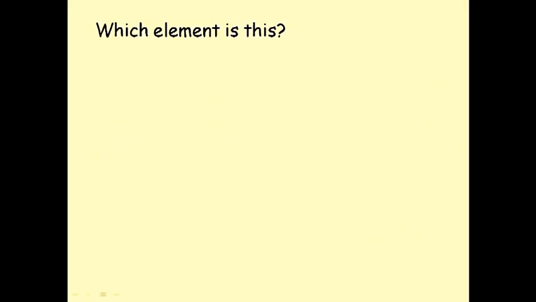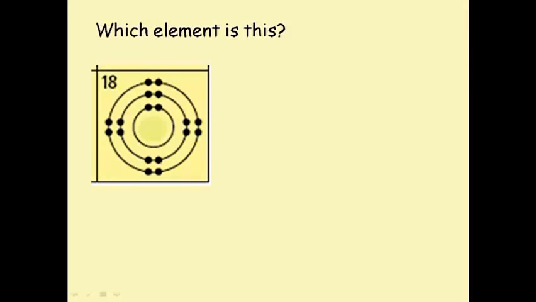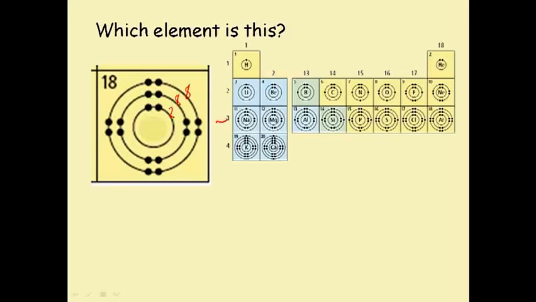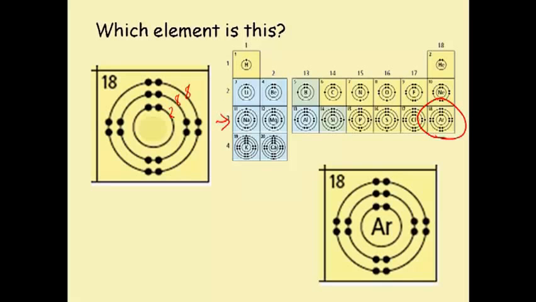Which element is this? It has an atomic number of 18, which should mean that it has 18 electrons. If we count them up, that's so. First shell, there are 2. Second shell, there are 8. And in the third shell, there are also 8. Therefore, there are 18 electrons. It has 3 electron shells, so you would find it in period 3. And it has 8 electrons in its outer shell, which puts it right here. And it means that this element is argon.